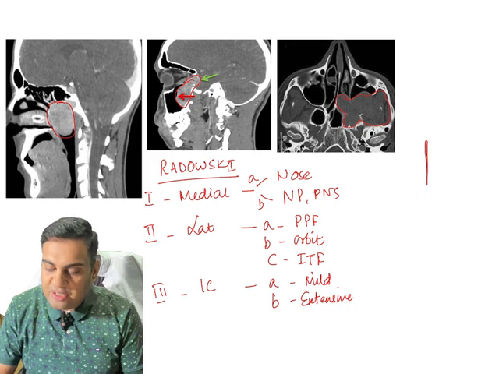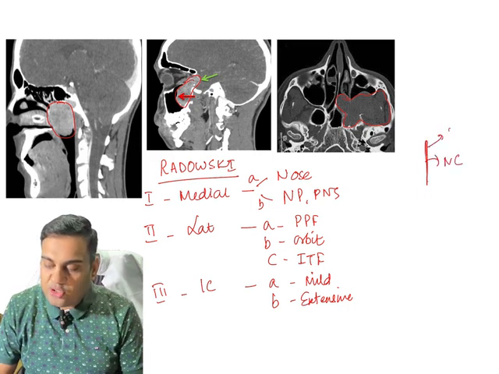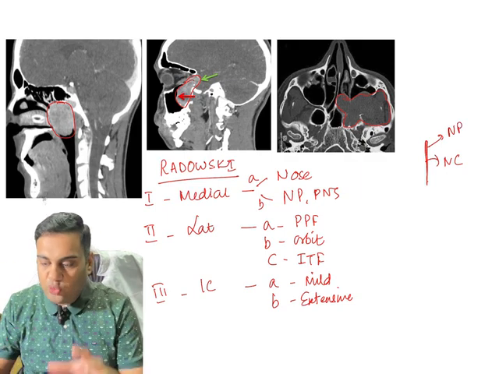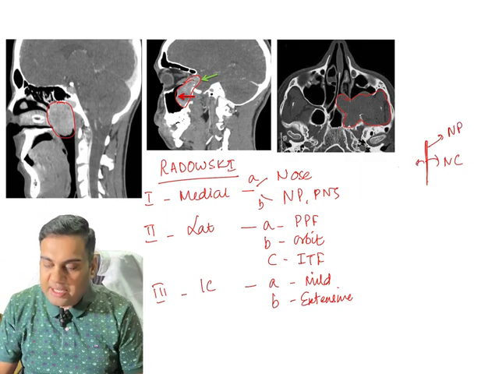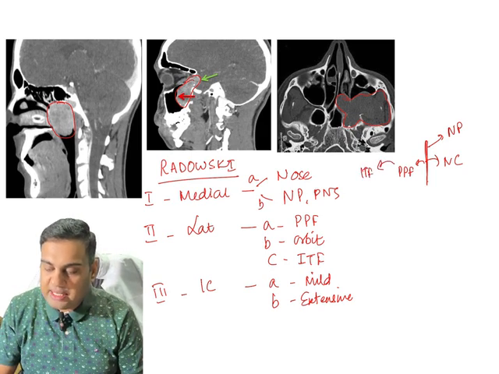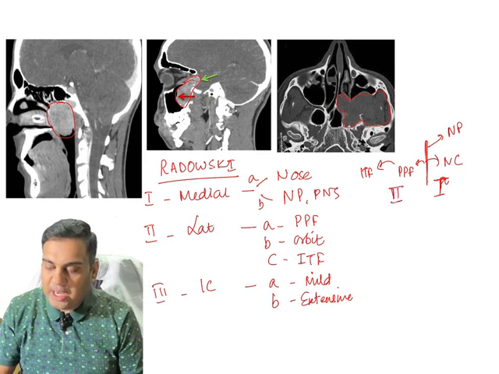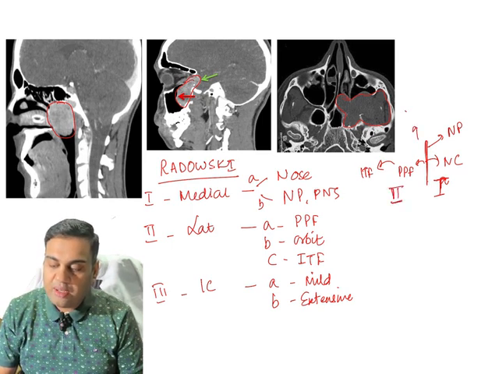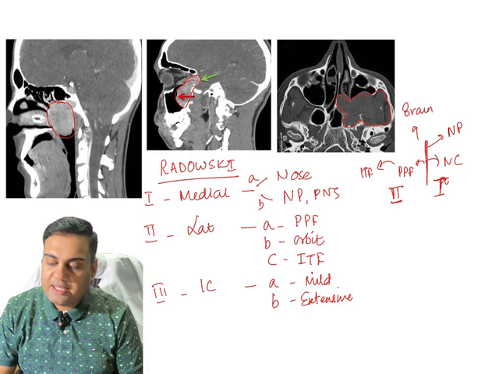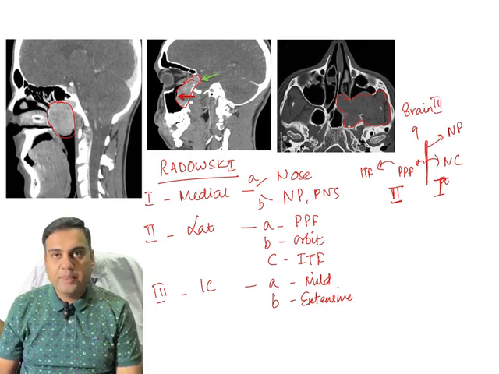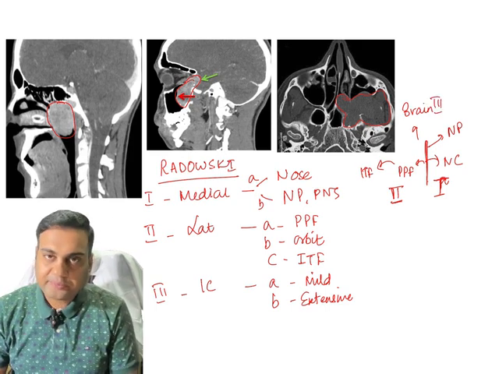If this is the lateral wall of the nose, medially is the nasal cavity and the nasopharynx. So we're having a bird's eye view on it. Laterally, there is a pterygopalatine fossa and then there is infratemporal fossa. So that is stage 1 and stage 2, and stage 3 is going into the brain. So intracranially is stage 3. Is that clear? Right.